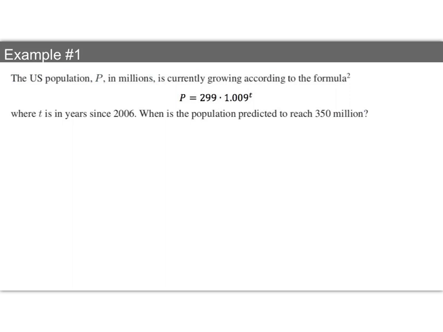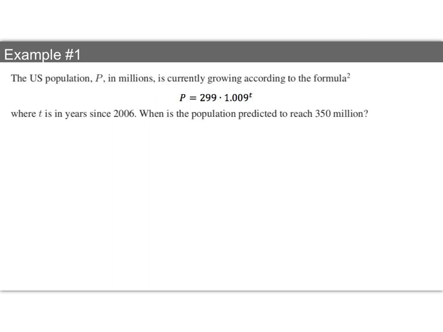So let's look at this first one, which is just a simple population model. So the US population in millions is currently growing according to the formula P equals 299 times 1.009 to the t, where t is in years since 2006. And when is the population predicted to reach 350 million?